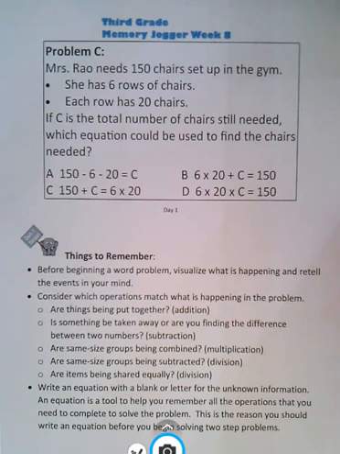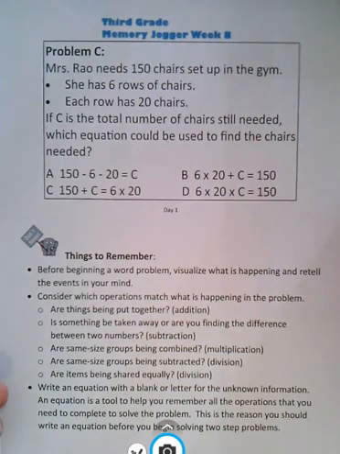Are same size groups being combined? So in this problem, we know that there are 6 rows with 20 chairs, so each of the rows is the same. So that would be like multiplication. Are items being shared equally? So in this case, we don't have any example of items being shared equally. And we can write an equation with a blank or letter for the unknown information. An equation is a tool to help us remember all of the operations that we need to complete to solve the problem. This is the reason that you should write an equation before you begin solving a two-step problem.